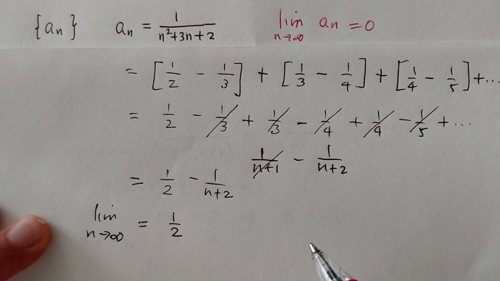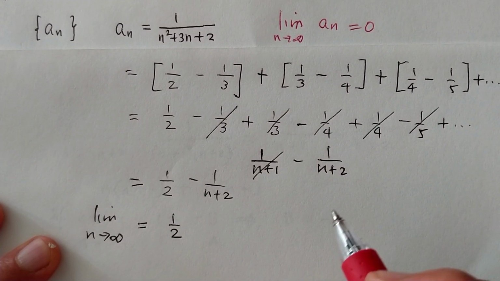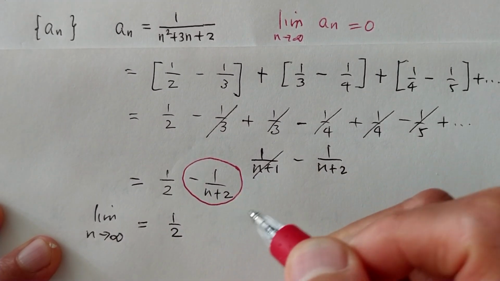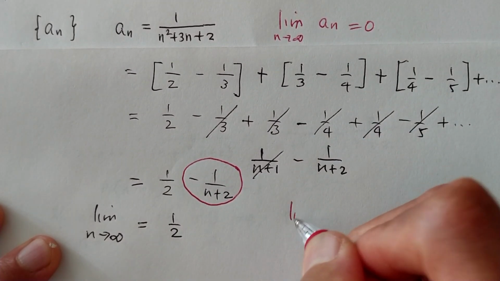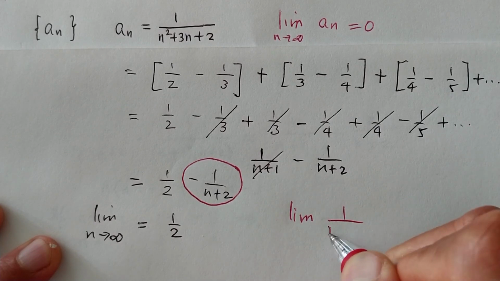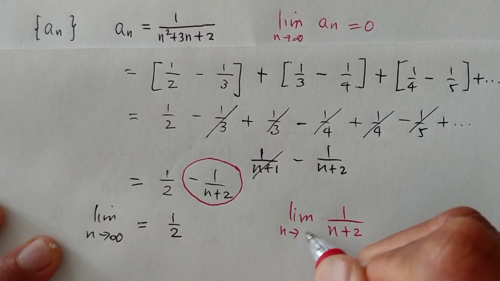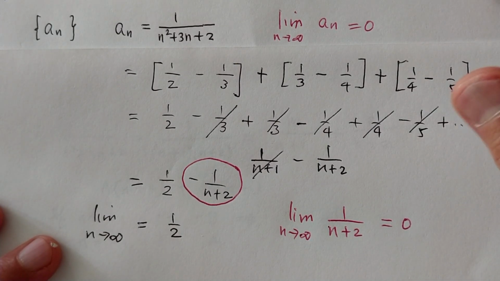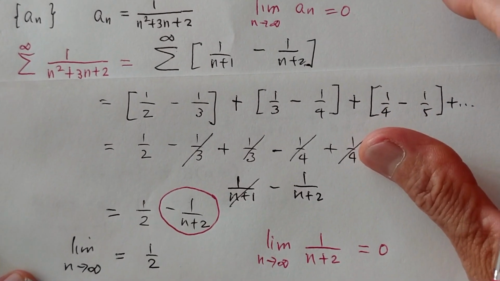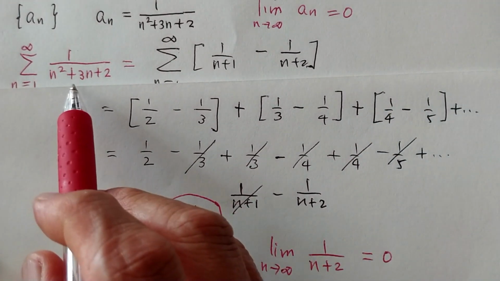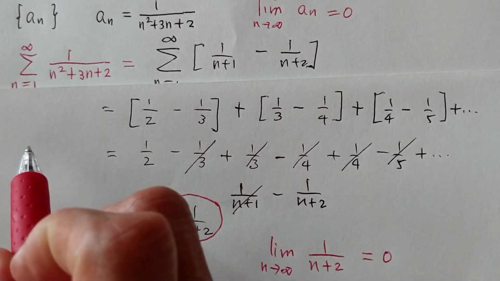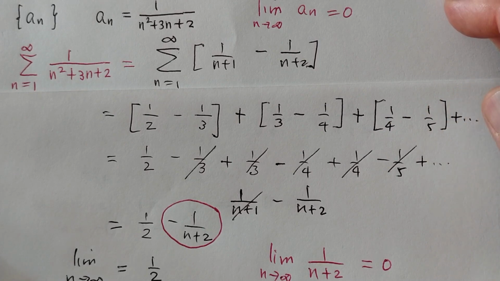This is the condition for convergence of a telescoping series. The limit of this must be equal to some number L as n goes to infinity, and we know that's going to be 0. So because that is equal to some number L, in this case it is 0, then the telescoping series given by this one, 1 over n squared plus 3n plus 2 as n goes from 1 to infinity, is a convergent telescoping series.